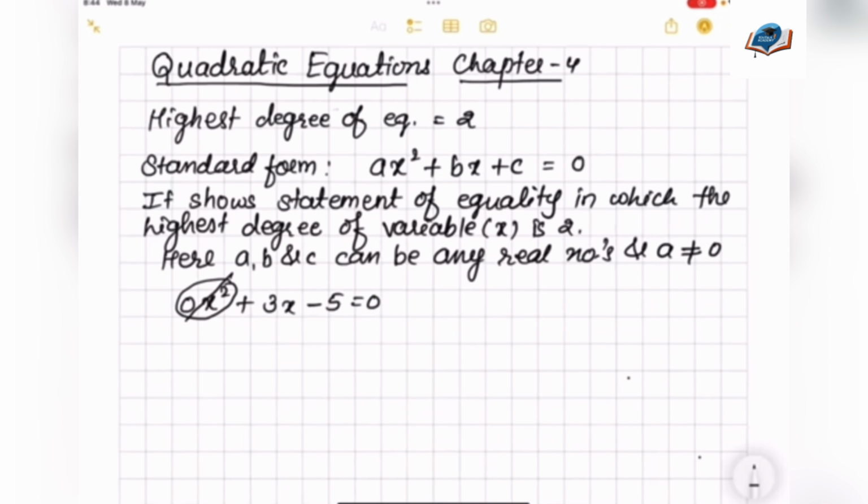x square, x are variables of x and can be y, z, etc. Any value I can keep in place of the variable.